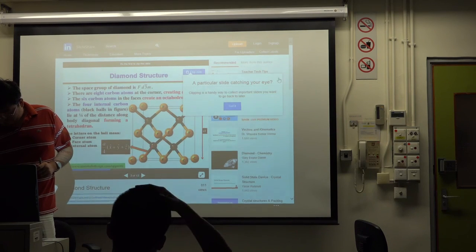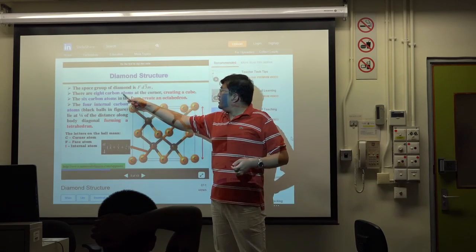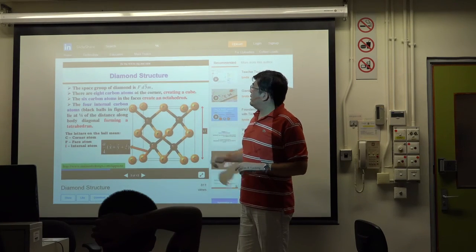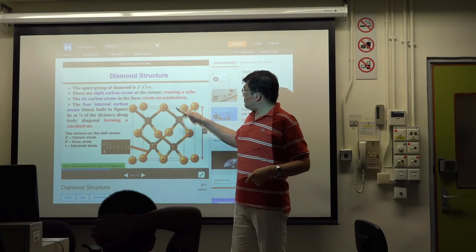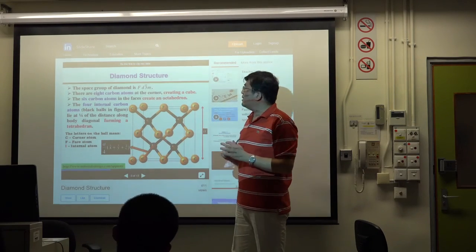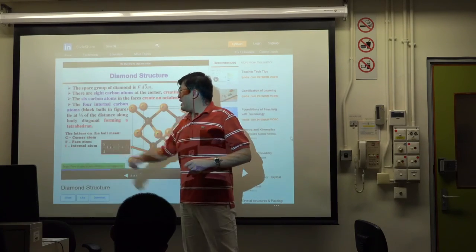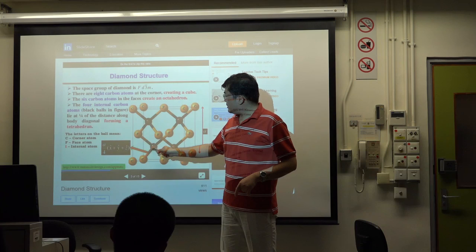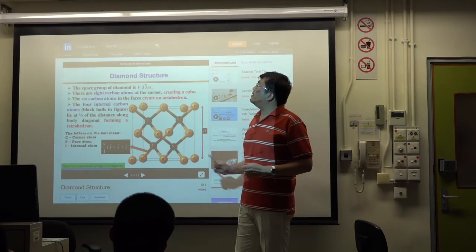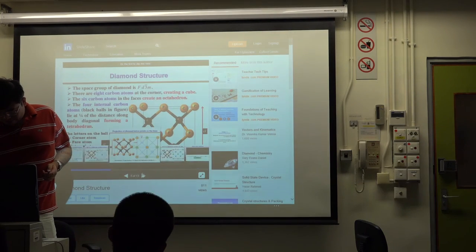This is better. You can see 8 carbon atoms at the corners and 6 carbon atoms at the faces, because we have 6 faces. Then there are also 4 internal carbon atoms forming a tetrahedron. They shift this carbon atom to here, in the same direction, and add them together. This is the diamond structure, which is 2 FCC structures.